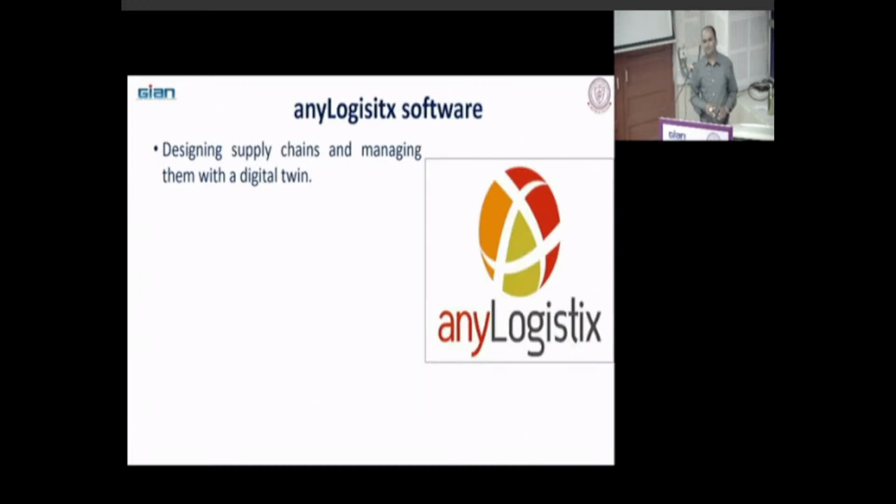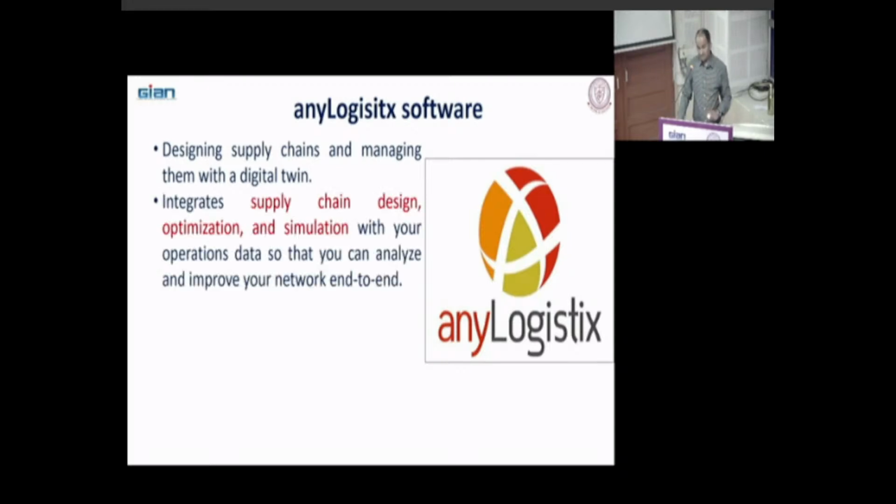AnyLogistix is an important bit. Basically it is a software tool where you can model your supply chain, optimize your supply chain, run simulations, create what-if scenarios, and do risk analysis as well. And you can manage them with a digital twin. Why digital twin? Because you can connect this tool with your physical world and the data will come directly from the physical world, so you don't need to enter the data manually. If you have an ERP or other tools in your company, you can connect those tools directly to this software, and it will automatically update and automate the system.